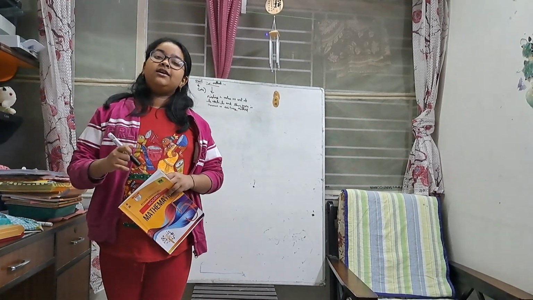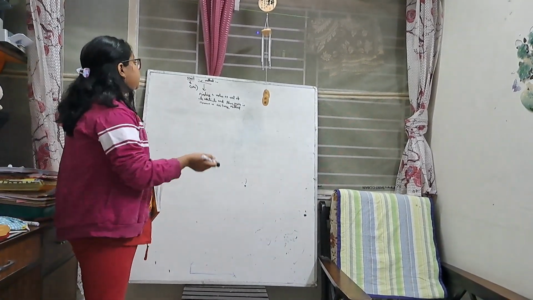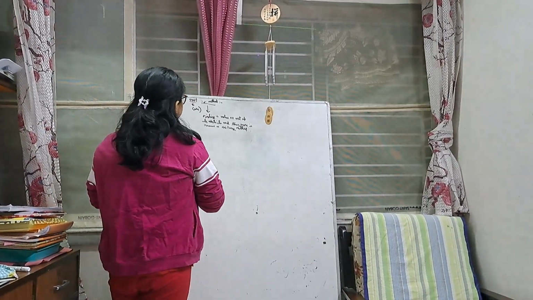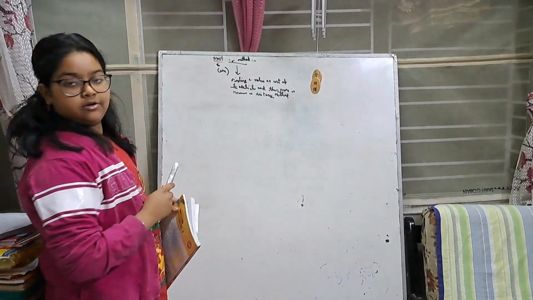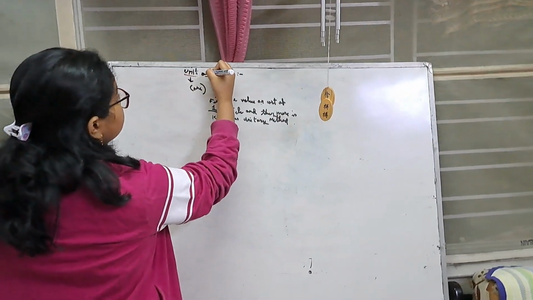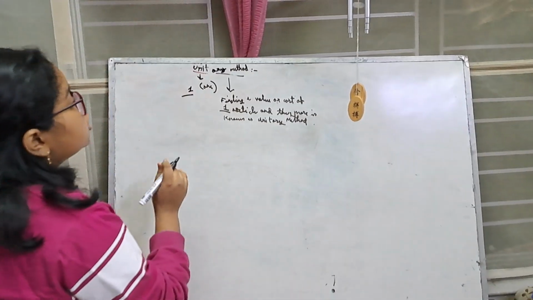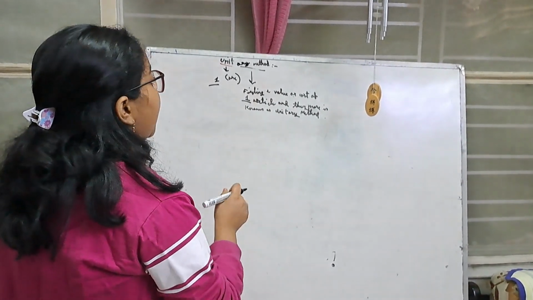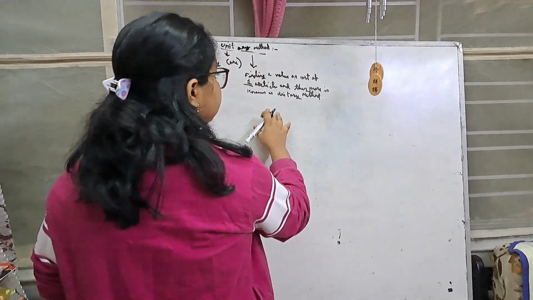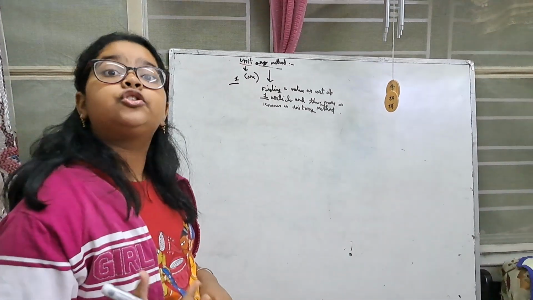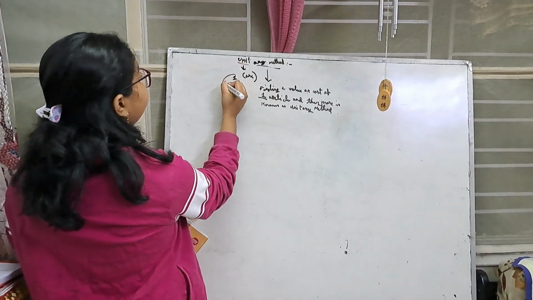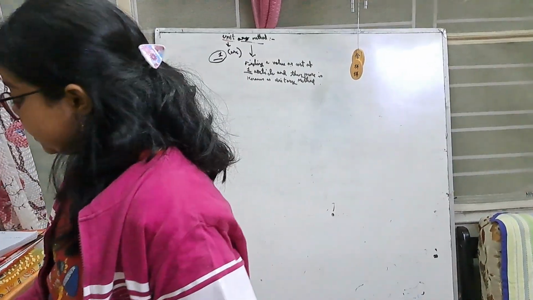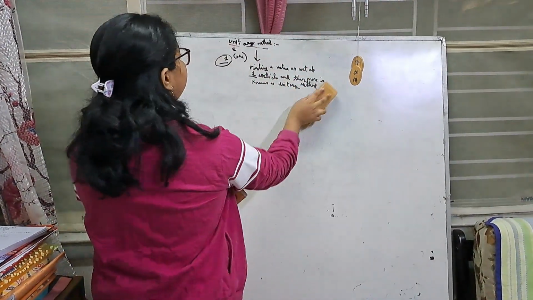So today we will learn and deal with some problems about the unitary method. The word unit means one. Unitary method means finding the value or cost of one article and then of more, and that is known as the unitary method. So first we have to find the cost of one article. Let us see some problems about the unitary method.